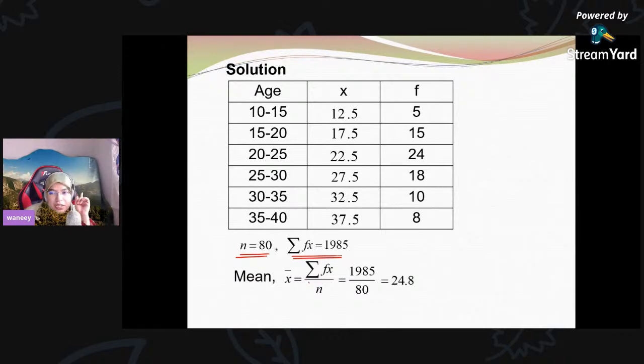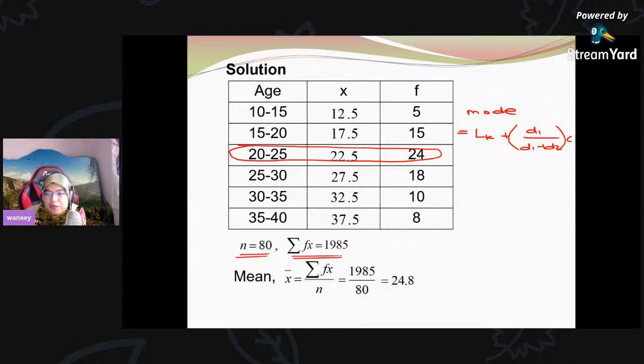Next, we have to calculate the mode. If we refer to the formula for the mode, this is L plus D1 over D1 plus D2, and then you multiply by C. Firstly, we need to know where the mode is, so find out where the highest frequency is. The highest frequency is around here, which is 24. The lower boundary for this class is 20, because we have 20 plus 20 over 2. So that is my lower boundary, which is 20.